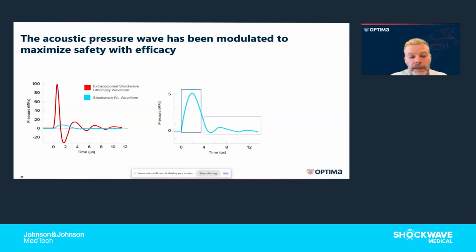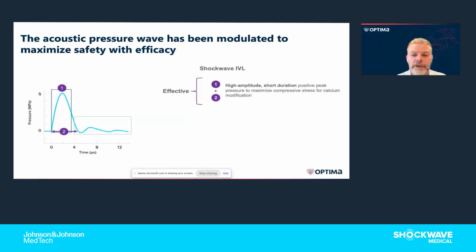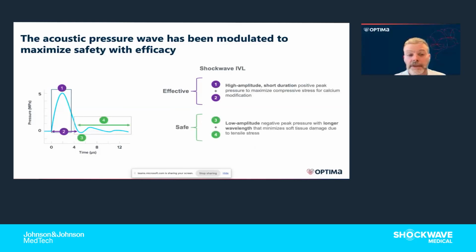And that's because, first of all, it's intravascular, so therefore the pressure waveform required to disrupt the calcium is much, much lower because it's much, much closer. But even more importantly than that, there's modification of this tensile waveform, or this negative pressure waveform, to reduce this. As you can see here, there's this high amplitude, short duration, positive peak pressure, and that maximizes compressive stress for calcium modification. But the safety is determined by the low amplitude negative pressure with a longer wavelength that minimizes soft tissue damage due to the tensile stresses.